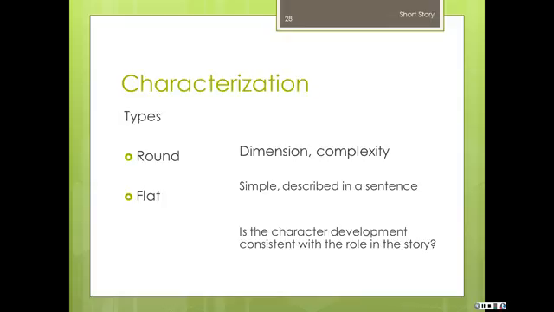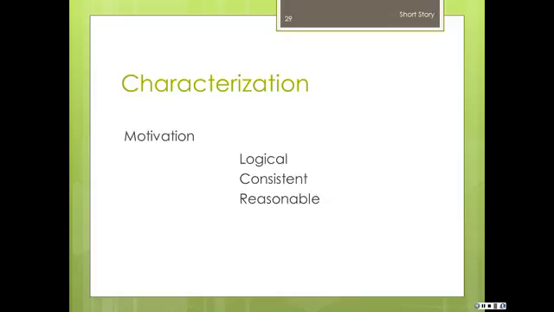But when we evaluate character, we want to look at whether or not the character development is consistent with that character's role in the story. We want to consider the character's motivation. Does the character behave in a logical, reasonable way? Is their behavior consistent with what we know about them in the story?